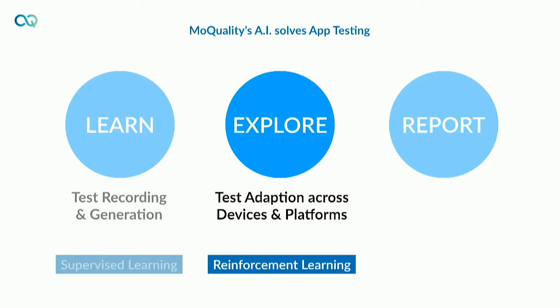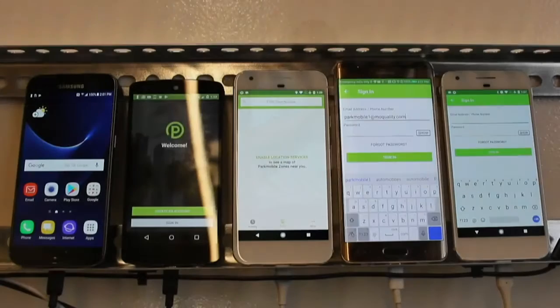And in the next step, this is where the AI takes over. We use reinforcement learning to repeat the testing over and over again. This is where it learns the differences by watching it on different devices and automatically adapts the test case. Let me show you what I mean here.